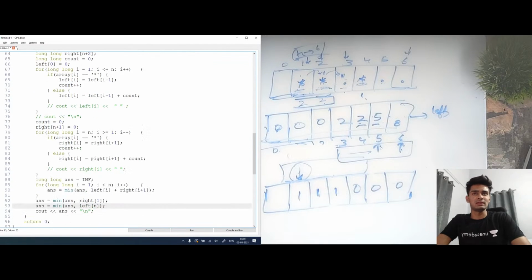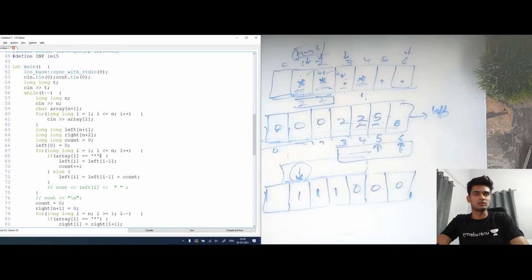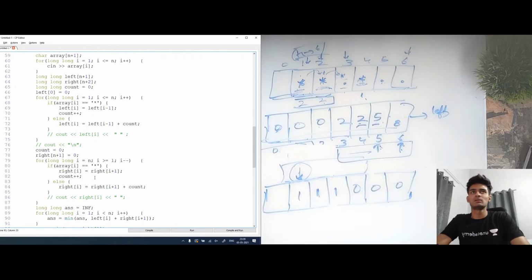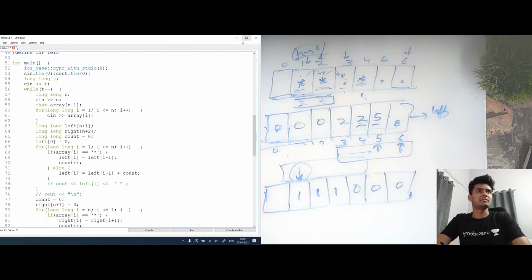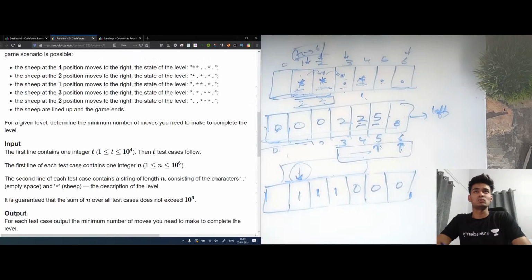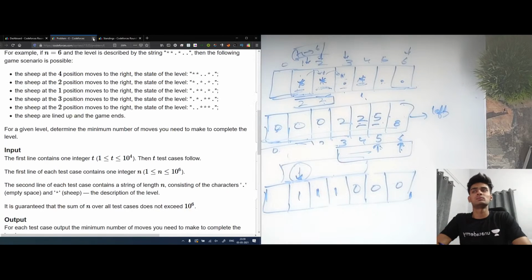This again was something very popular, related to prefix arrays and a little bit of DP or greedy, whatever you say. I hope this is clear to everybody. If it is, we can move on to F1 and F2.